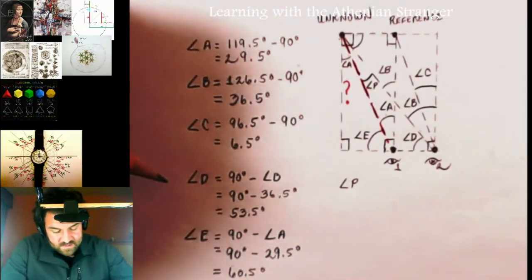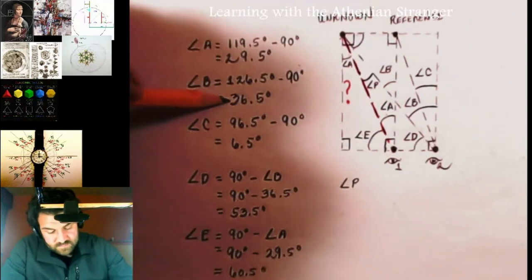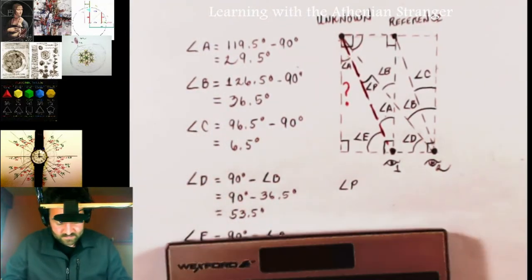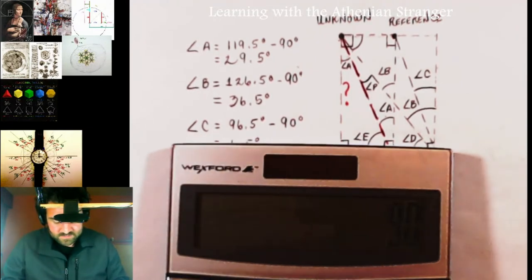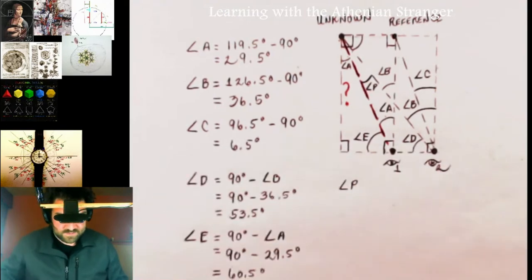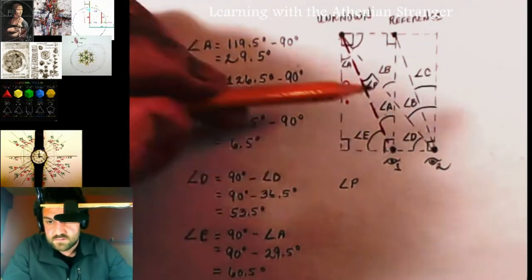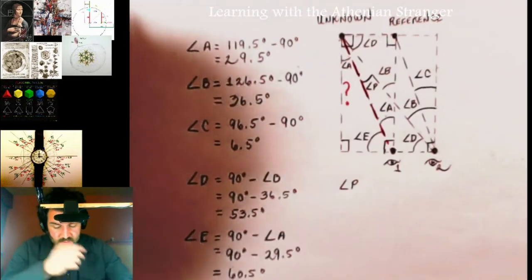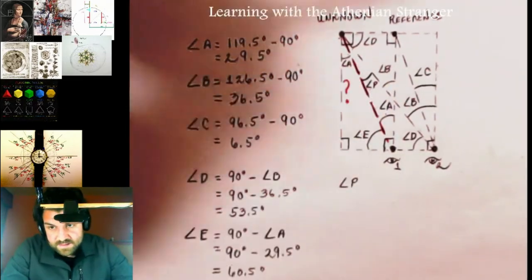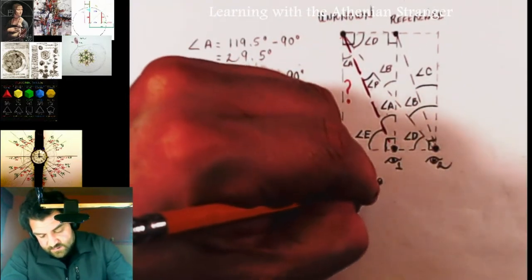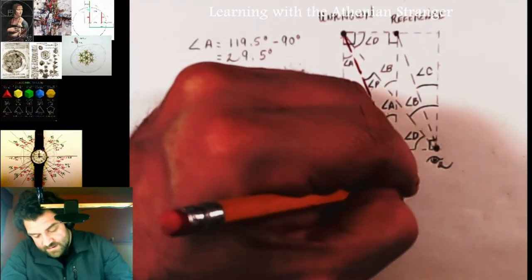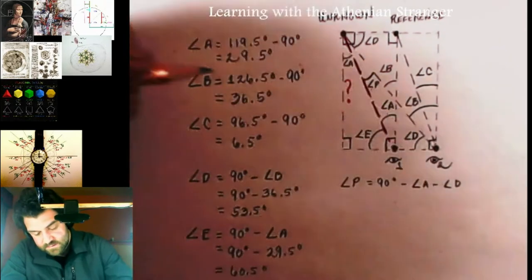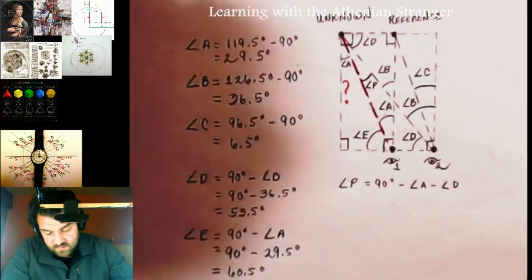Let's compute that. 90 minus 36.5 is 53.5. That's just equal to angle D. We already found that, so this is angle D. So if I want to find angle P, that's just equal to 90 degrees minus angle A minus angle D. That will give me the parallactic angle.